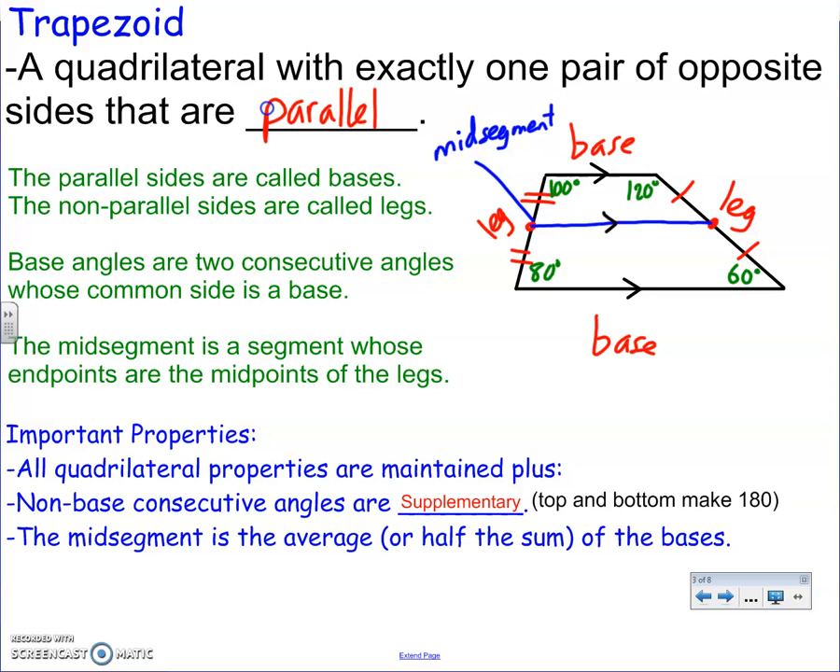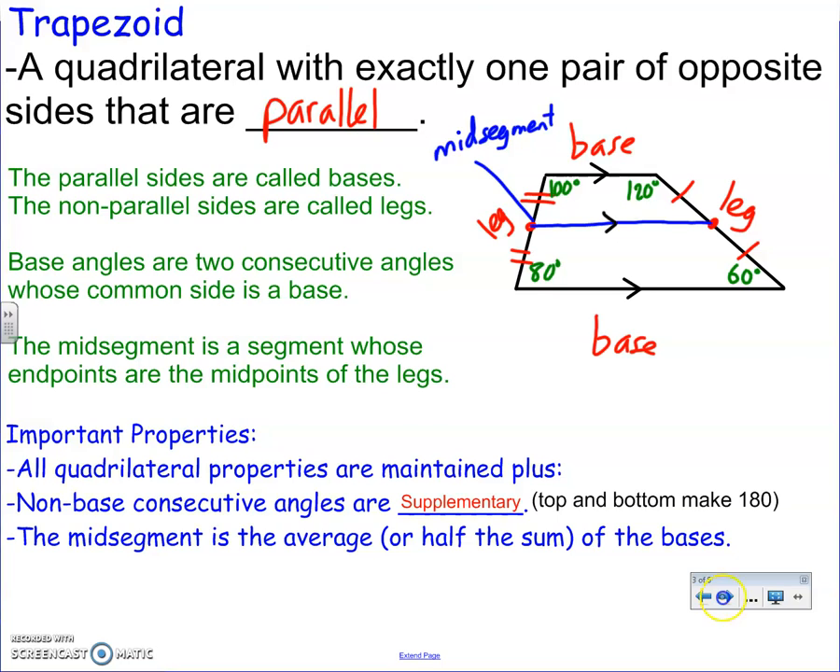The top and bottom make 180. So 100 plus 80 is 180. 120 plus 60 is 180. But if you go side by side, sideways, 100 and 120, that's 220. That doesn't do anything. And then 80 plus 60 is 140. That doesn't do anything. So only the non-base consecutive angles are supplementary. Also, the mid-segment will be the average, or half the sum, of the bases. So you add them up, divide by 2.